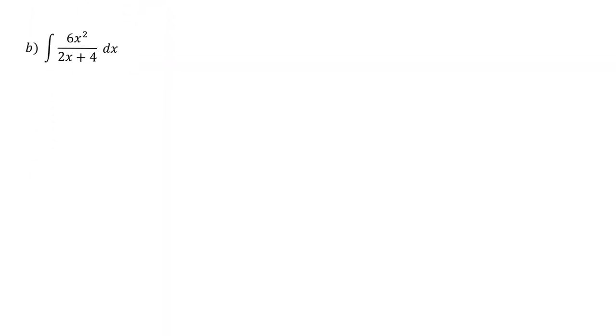So b, the integral of 6x squared over 2x plus 4. Since the degree on the top is higher, I'm thinking long division. Okay, so let me do this on this side. And I'm going to divide by 2x plus 4.